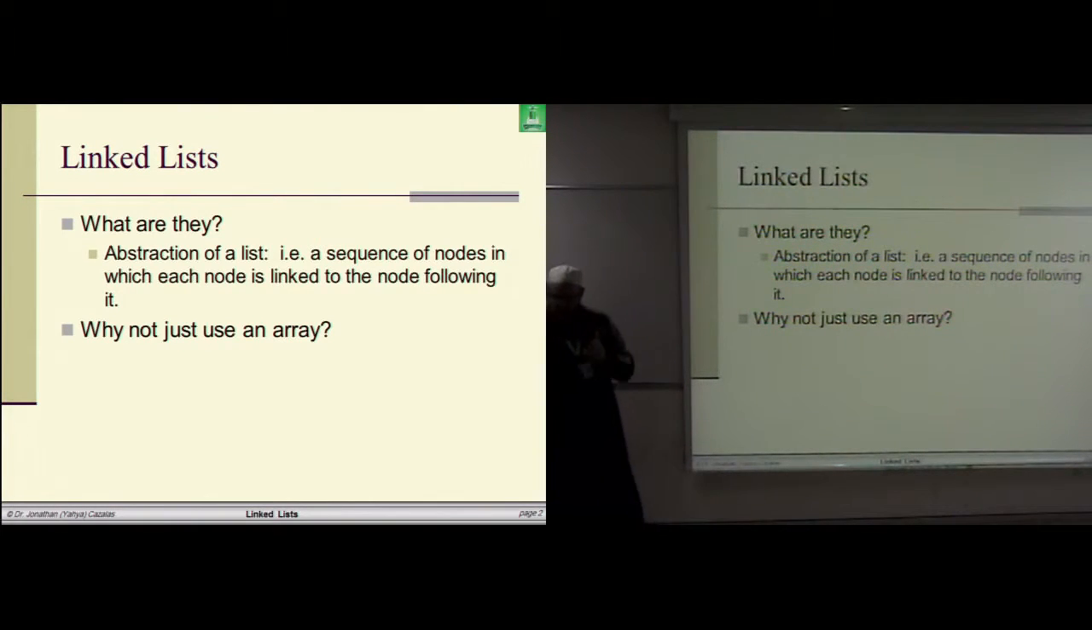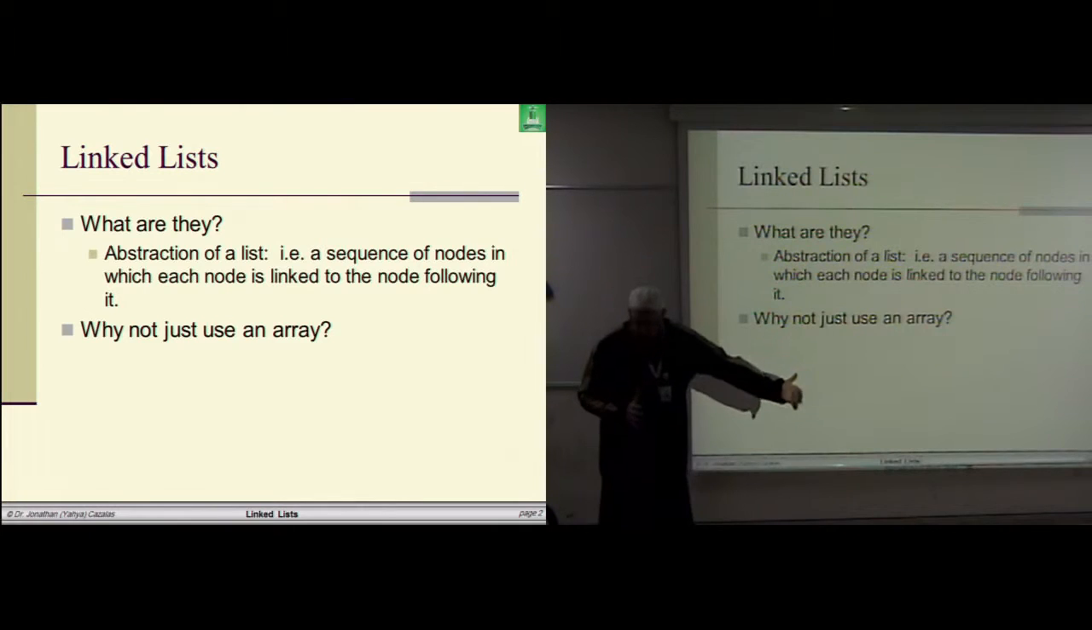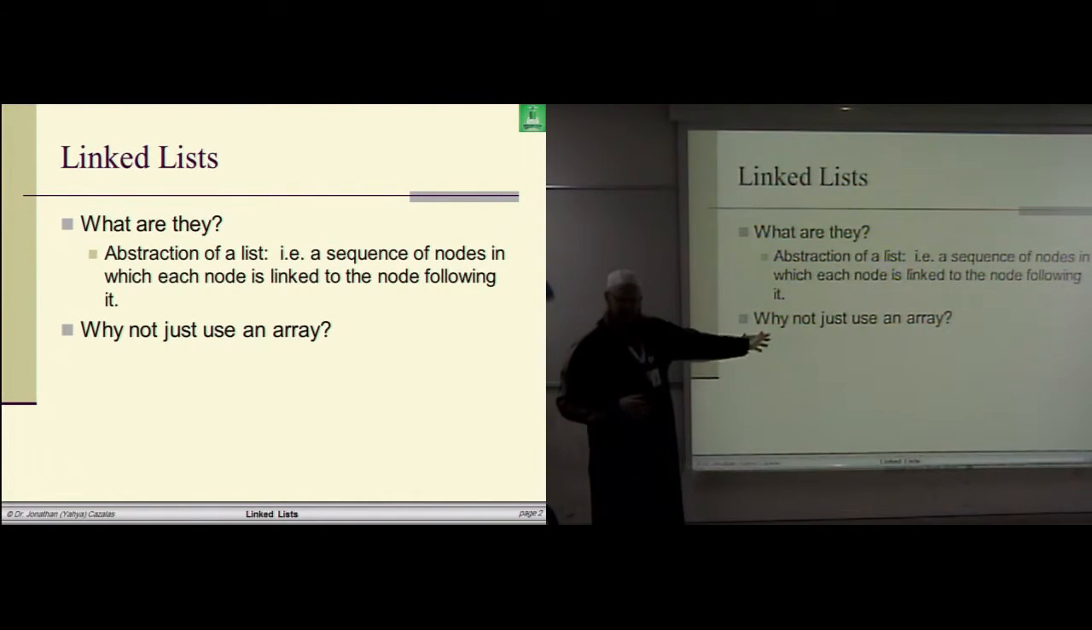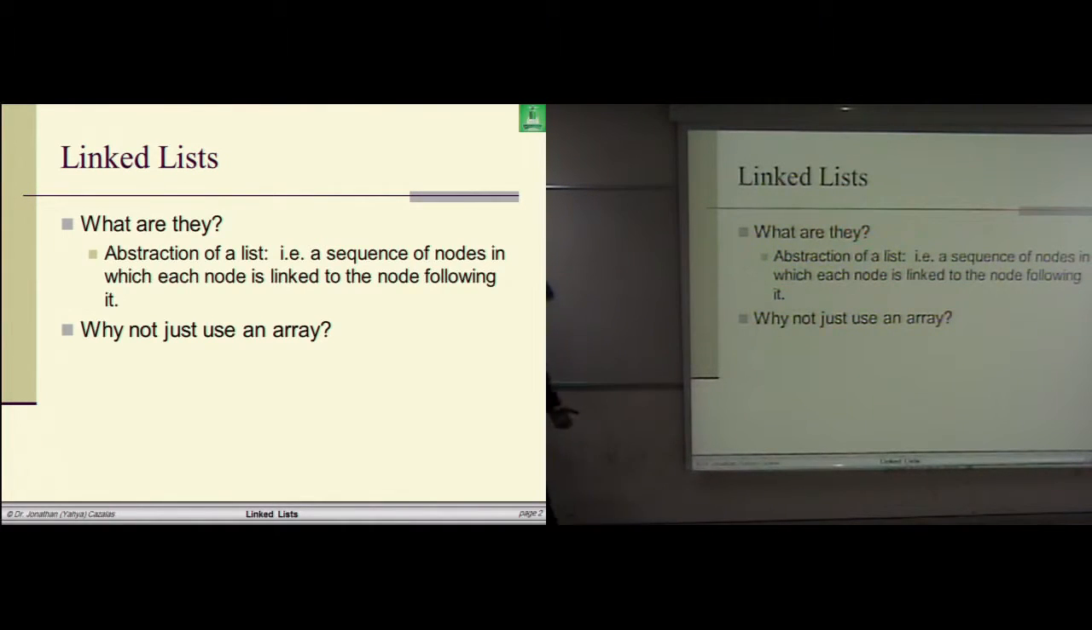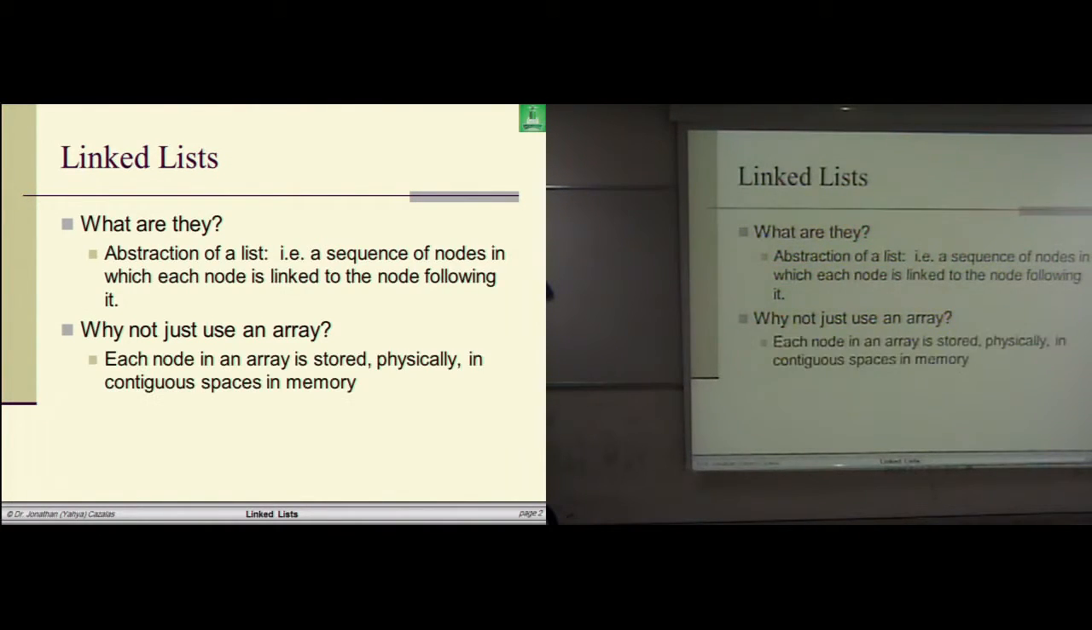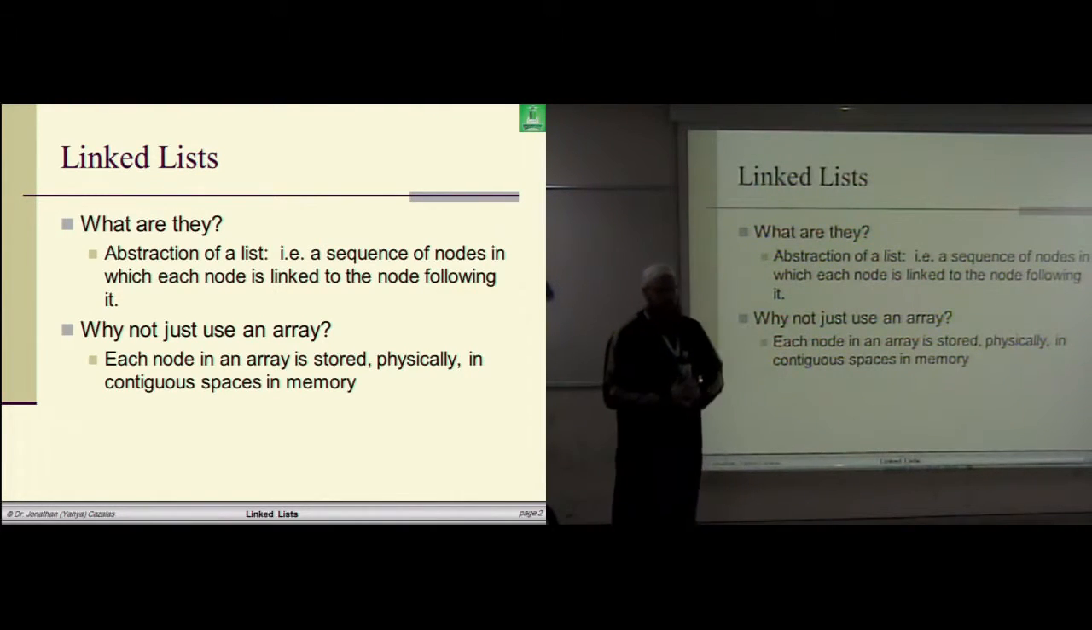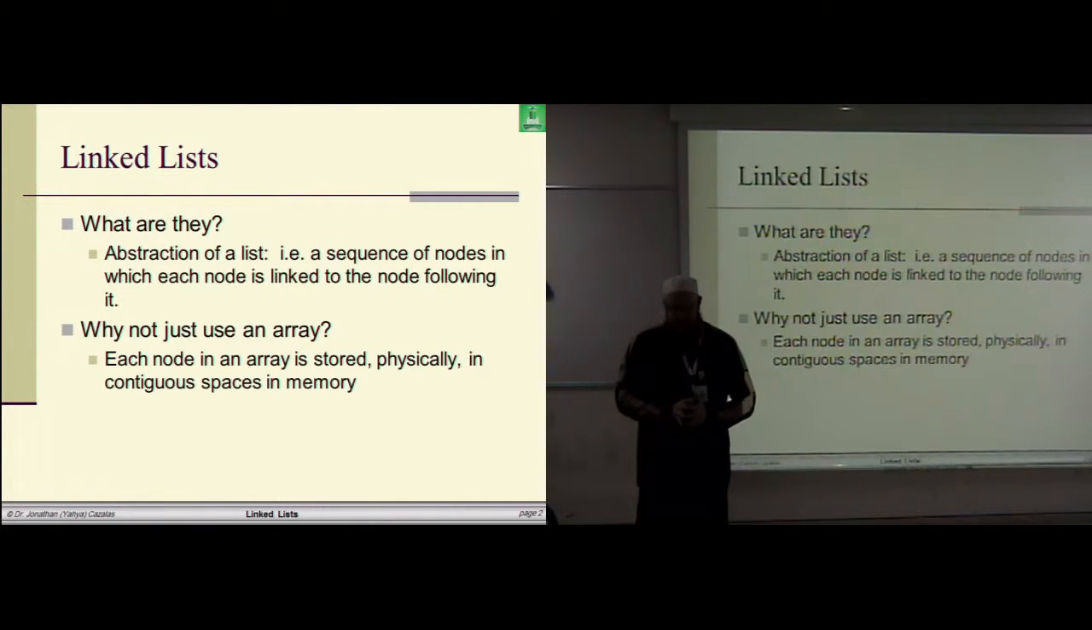An array, if you have an array of 100 objects, you can have an array of object references, right? If you have an array of 100 objects, each object comes after the next. This is very similar. This is a chain, for example 100 objects. Each object points to the next one. So now we say, why not just use an array? Because each node inside an array is stored physically in contiguous memory.